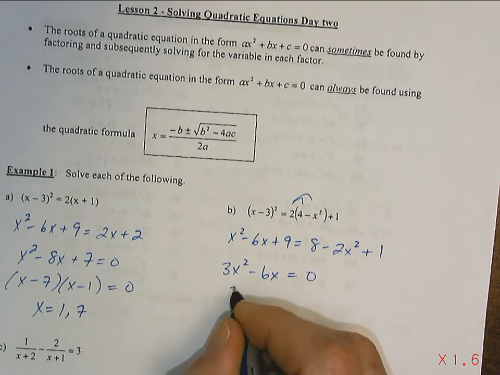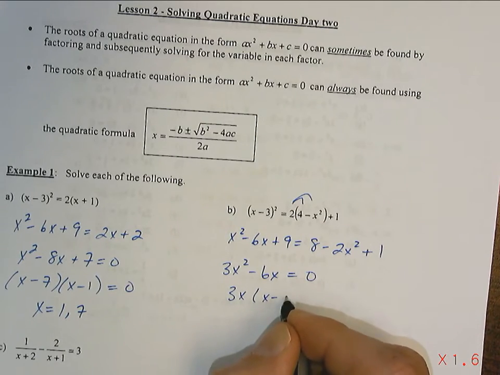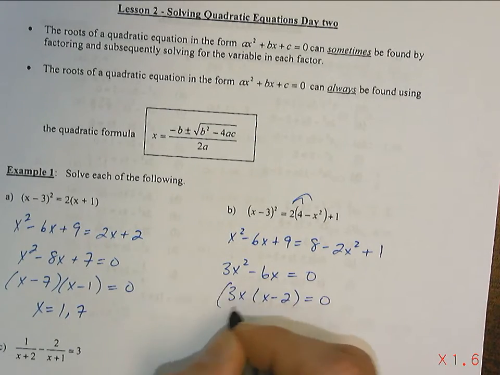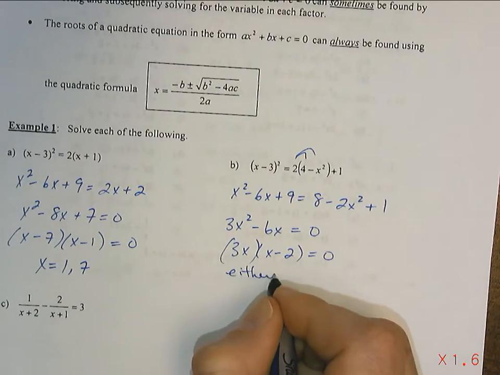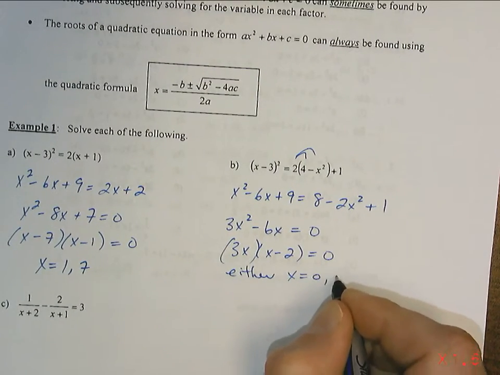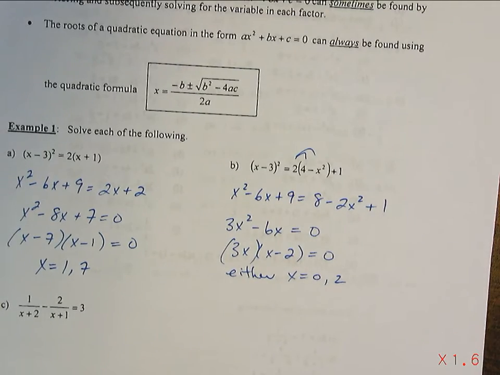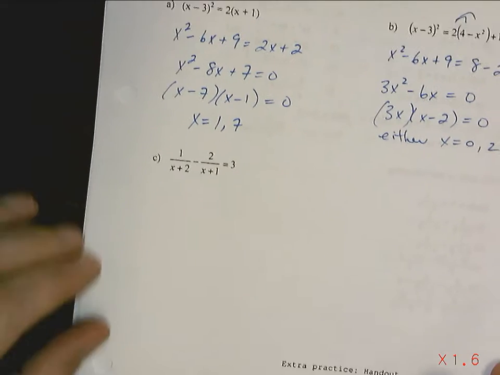That can be factored, so 3x, it's going to be x minus 2. So I've got two things that are multiplied to give 0. So either x equals 0 or x equals 2. Those are my two roots. Seems pretty easy. Let's look at the last one.